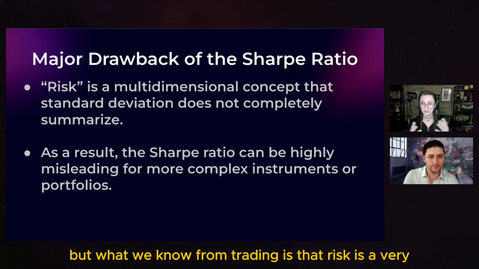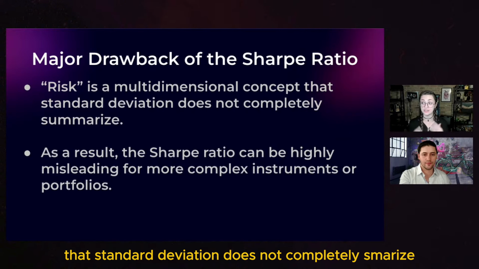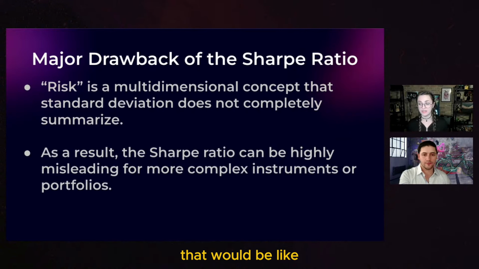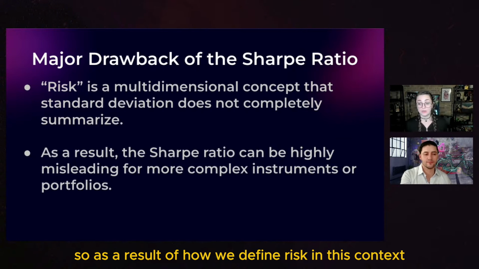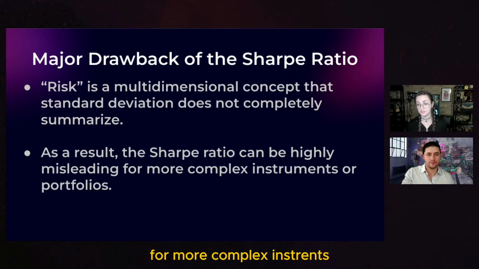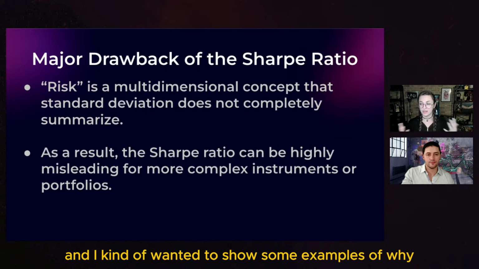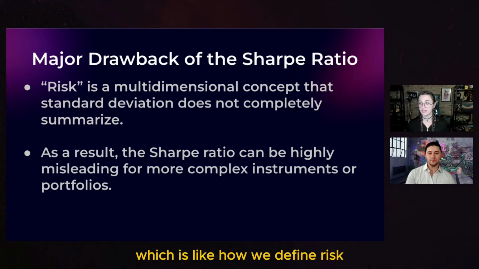But what we know from trading is that risk is a very multidimensional concept that standard deviation does not completely summarize. That would be like if you were estimating the risk of an option just using implied volatility. And we know how detrimental that can be, right? So as a result of how we define risk in this context, the Sharpe Ratio can be highly misleading for more complex instruments or portfolios. And I wanted to show some examples of why. So that's the biggest drawback of using the Sharpe Ratio, which is how we define risk.